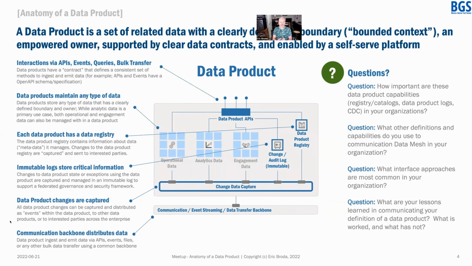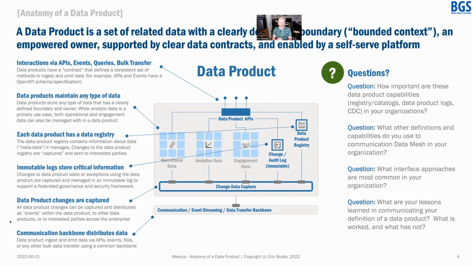So what is a data product? Well, for those of you that have read Zhamak's outstanding Data Mesh book, I think some of these things are pretty simple and well understood. Clearly, a data product has a boundary. It has an empowered owner. It's supported by clear contracts. And is enabled by a self-serve platform. There's also other things around federated governance, but in terms of the definition, for the purpose of today's discussion, those are kind of the key points. But let's go into a little bit more detail.